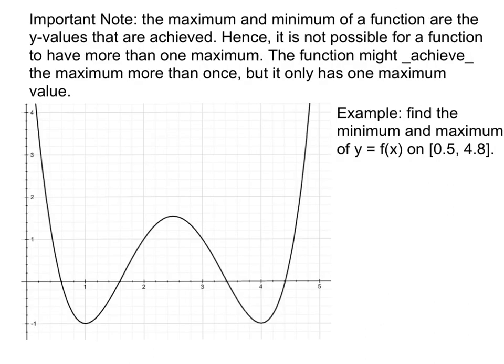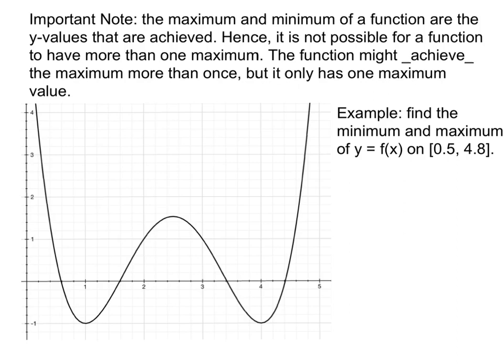Now, there is an important thing to note about this, and I know there's a lot going on this page. Give me just a minute. The maximum and minimum of a function are actually the y values that are achieved. It's not possible for a function to have more than one maximum or more than one minimum. And I may want you to read that again. It is not possible for a function to have more than one maximum value. The function might achieve that maximum or minimum value more than once, but it only has one maximum.